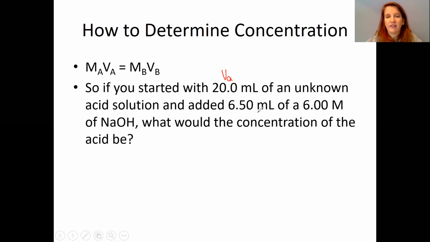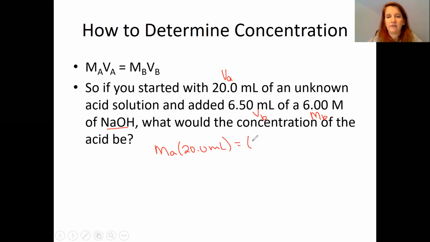Added 6.5 milliliters, so that's our VB of NaOH, because NaOH is a base, and this is the concentration, the molarity of our base. And we're trying to find the concentration of our acid. So we're trying to find the molarity of our acid. We know that the volume of our acid is 20.0 milliliters.